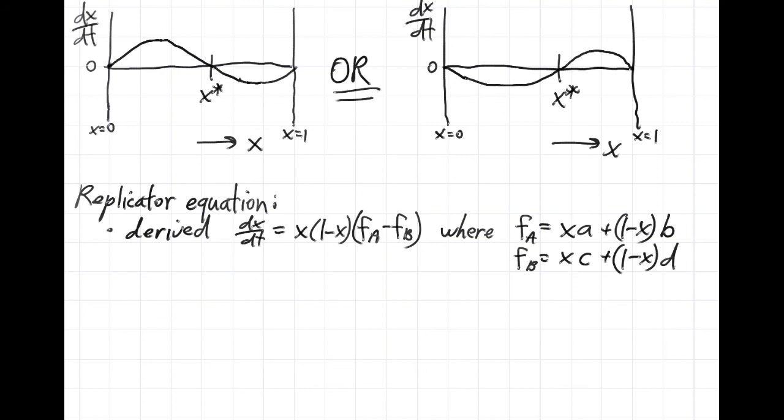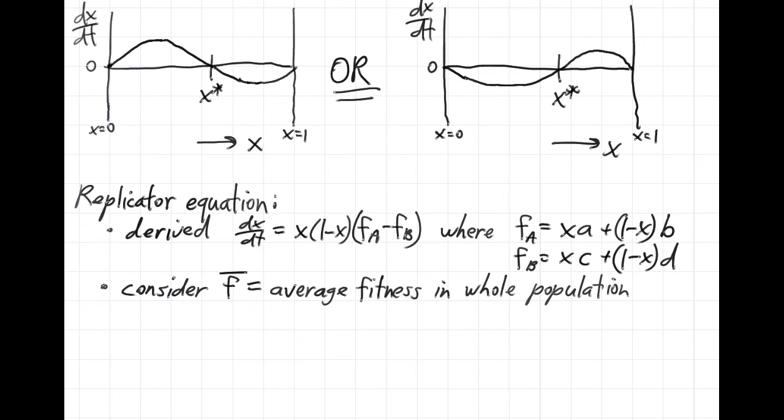Now, I want you to think a little bit about the average fitness of the population. Let's call it F bar. So can you think how you would calculate that? If we have the average fitness of A types and the average fitness of B types, then to figure out the average fitness of the whole population, we just weight those by their frequency in the population. So x is the frequency of A types times the average fitness of those A types, plus 1 minus x, which is the frequency of B types, times the average fitness of those B types.